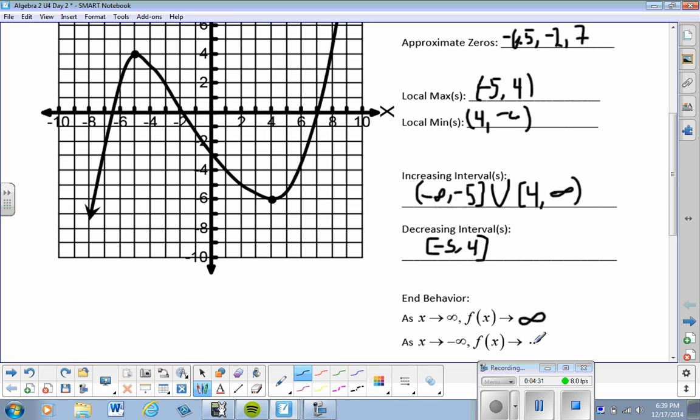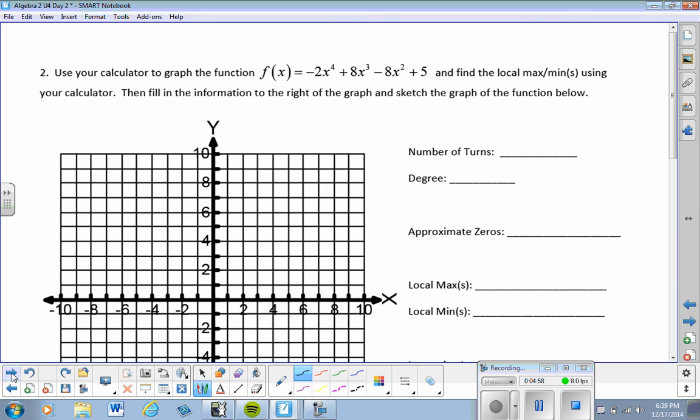And so when it's a cubic function, or to the 5th degree, they're going to go in opposite directions. The end behaviors will be opposite. So if it's an odd power, 3, 5, 7, the end behaviors will be in opposite directions. All right, so that's our first problem. Let's go to our next problem.